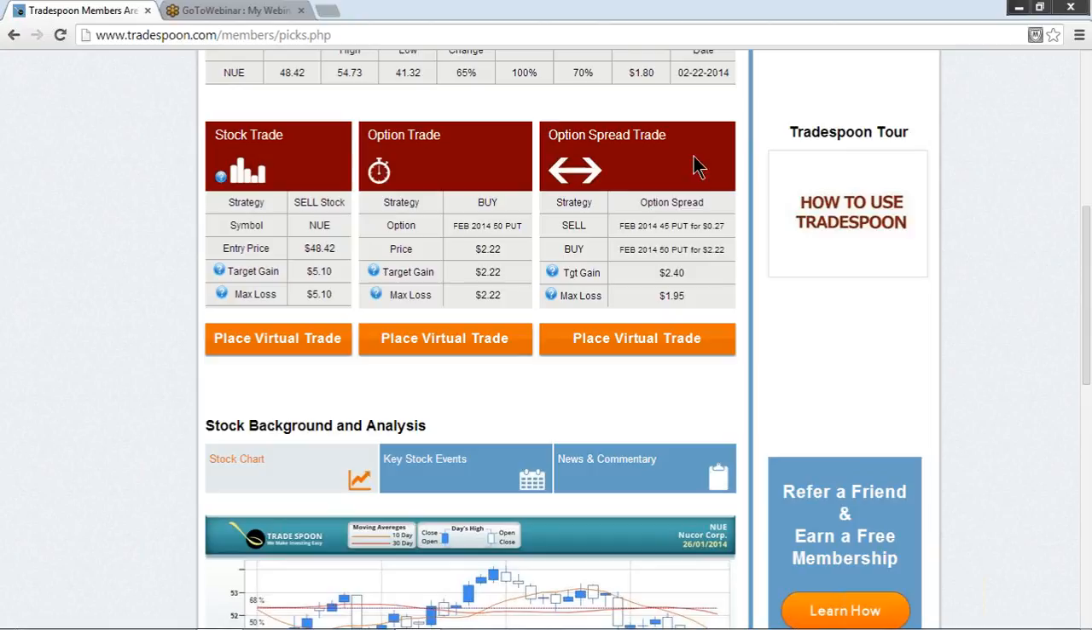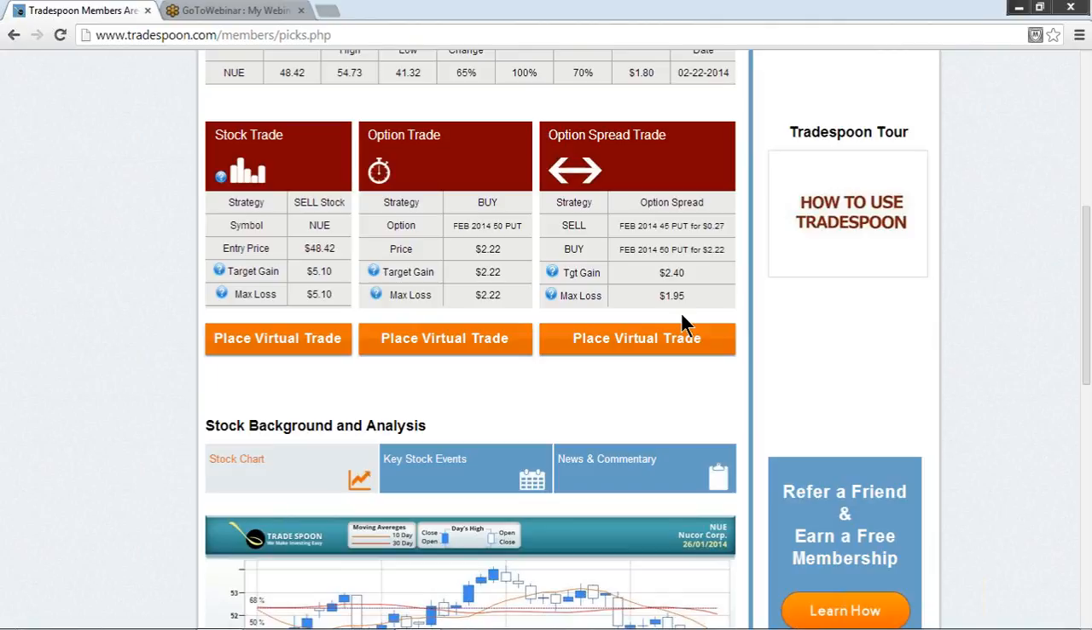Now, taking a look at the options spread trade, we're looking to sell the February $45 puts for 27 cents. And we're going to buy the $50 puts for $2.22. That is a $5 put spread, and it is a debit spread. We're going to put in a limit price of right around $1.95. That would be our limit price, and that's also our max loss that we're willing to risk in this particular trade.